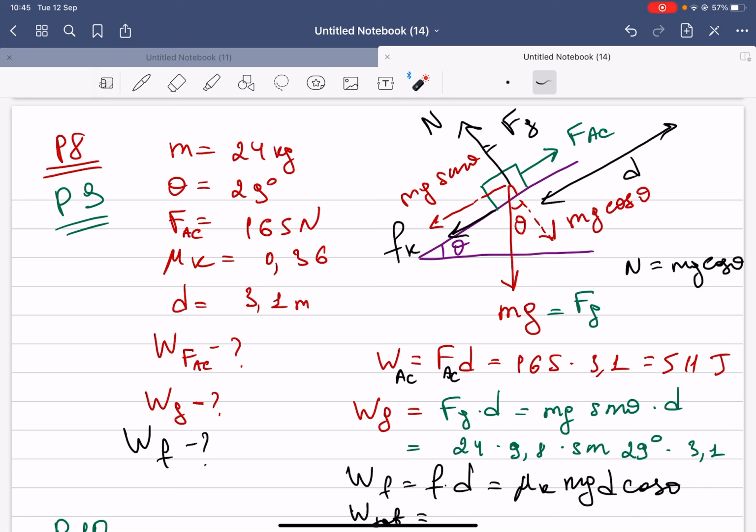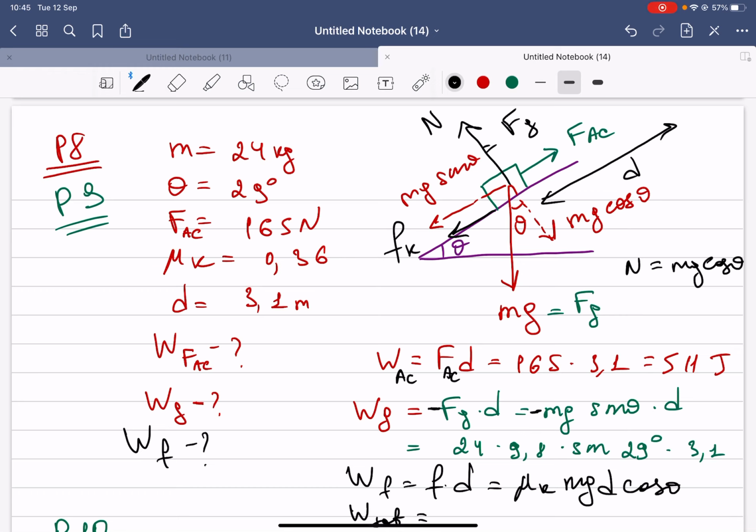As you can see, the direction of the gravitational force component parallel to the ramp is opposite to the displacement, because the displacement will be in this direction and our gravitational force component will be in the opposite direction. So therefore you have to multiply Fg by d, and also don't forget to put the negative sign. Why? Because as I said, the direction of the gravitational force component is opposite to the displacement. So when you calculate it, you should get a negative work done by the gravitational force.